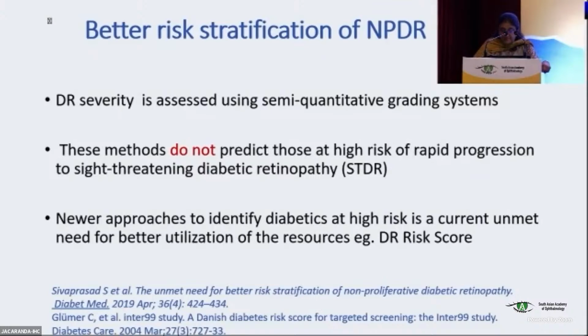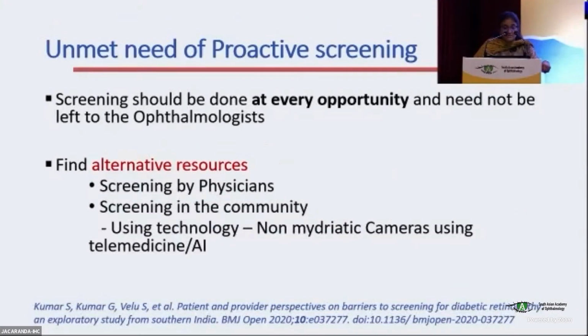And in this aspect, we have something called the DR risk score, which we have started using in our clinic also. This is extremely important because it tells you that the patient is going to have a risk of developing DR in the coming years, at what level, and you can accordingly advise a review checkup to that particular patient. Now, there is also a need for proactive screening, which is not done. Till the patient starts losing vision, he doesn't come for a checkup. So there is a need for opportunistic screening of all the diabetic patients, and this does not need to be limited only to ophthalmologists.